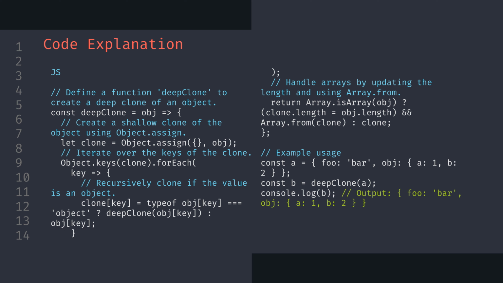This function creates a deep clone by recursively copying nested objects. It also ensures that arrays are properly handled by updating their length and converting them to new arrays.